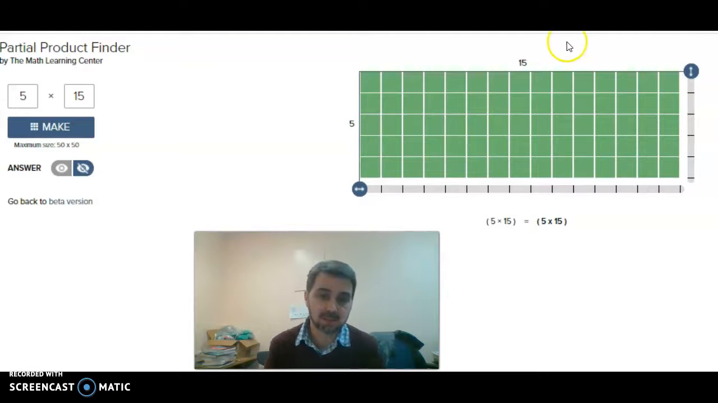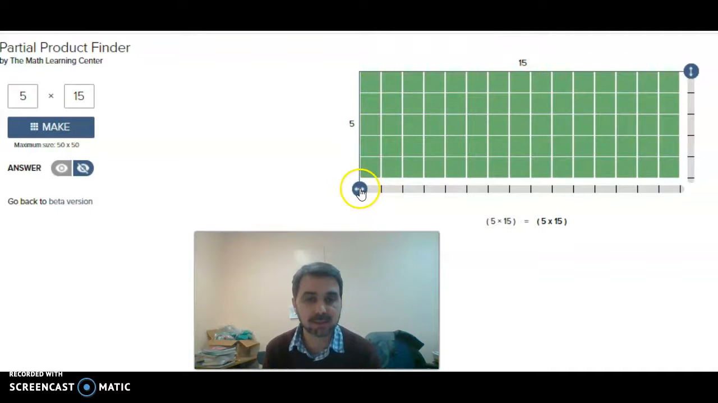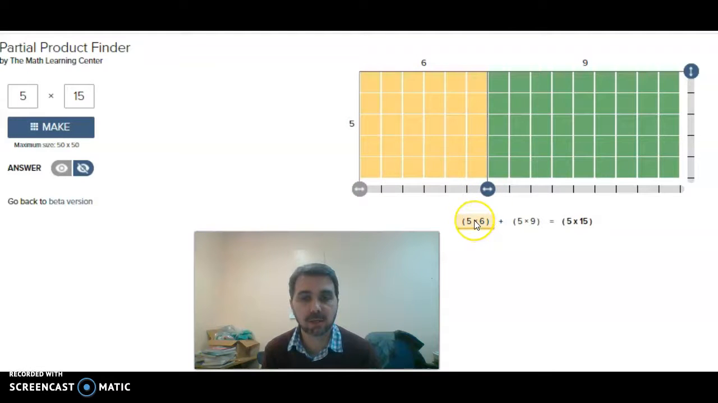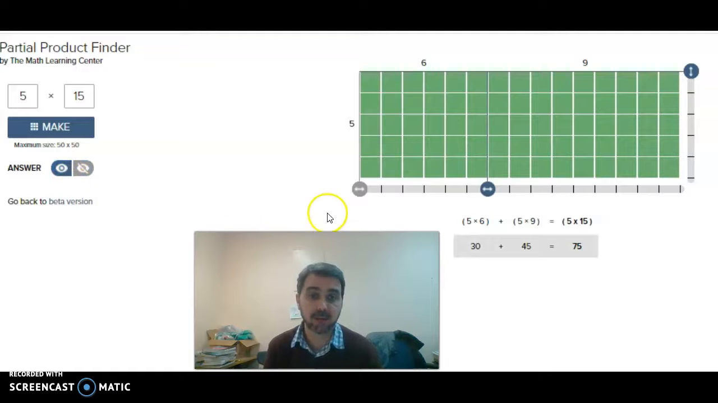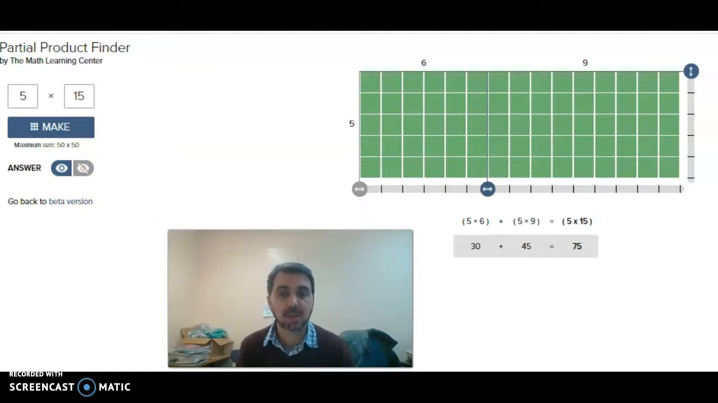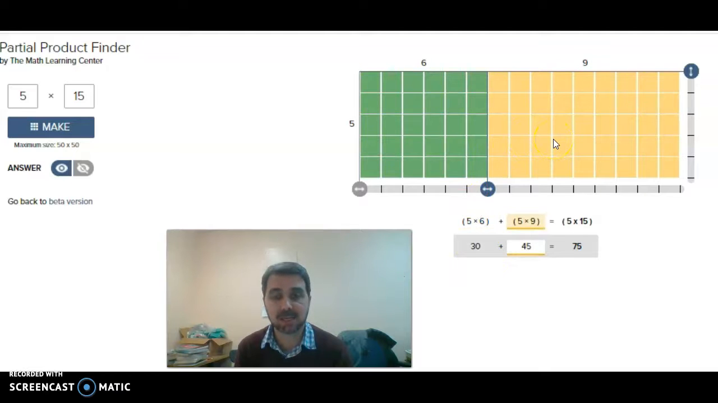So the question is, how are we going to split it up? Now, we know from the distributive property you can break it up any way you want. So watch, I can take this slider and I can put it anywhere. Look, put it here. Now look, this shows that this rectangle is 5 times 6, 5 rows of 6. And over here, you see where it says answer? I'm going to click on it so it shows me the answer. It's fine for you to look at the answer. It shows me that 5 times 6 is 30, and 5 times 9 is 45.